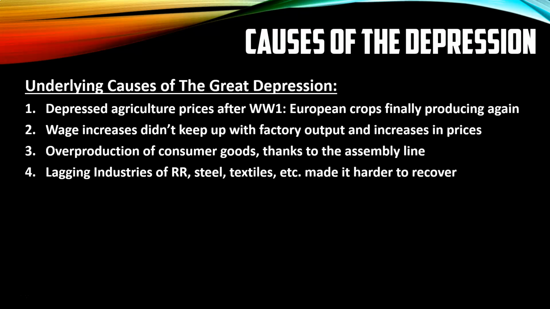So, in short, we have an issue with farming. We're having trouble selling our agriculture, our farming products, or our food and our crops. We've got factories who are increasing output, but they're not able to keep up with the sales in order to afford paying their employees. And because they can't afford to pay their employees the rising wage prices, that means their employees can't afford to buy the products that are rising in price because they're producing more. And that goes back to the overproduction of consumer goods, and that is, like I said, thanks to the assembly line.